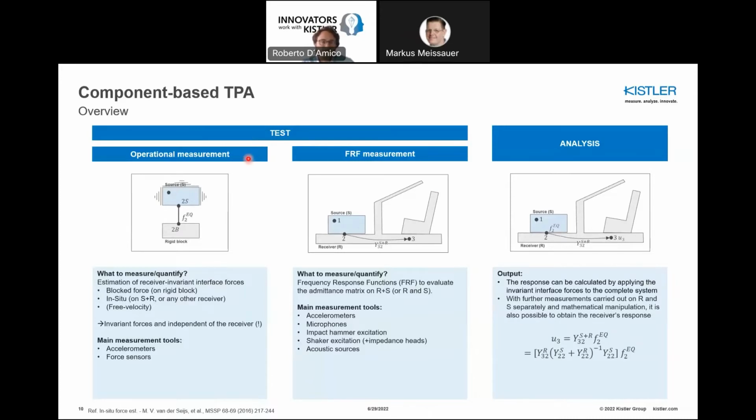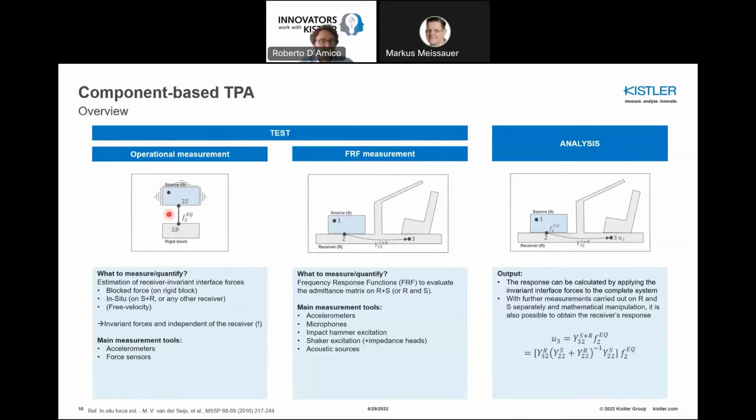What is the difference with respect to classical TPA? So again, you have a test phase, you have an analysis phase, you again have operational measurements, but this time operational measurements are done in a way that they allow you to calculate interface forces, but they must be invariant from the receiver. So usually it is very common to put at one end of the source a very rigid block. This is why it's called blocked force measurement. And this block theoretically should allow you to estimate the interface forces independently from the receiver. So only you will obtain an information which is only related to the source.